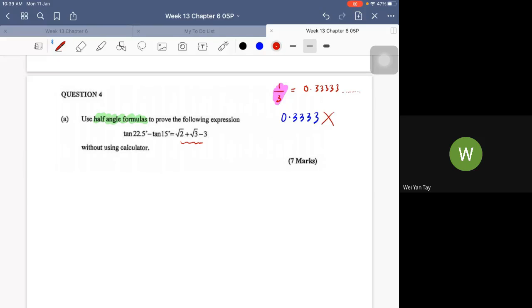Kenapa? Sebab sepatutnya nilai dia ada banyak lagi kat belakang ni. So dia bukan nilai yang sebenar. Itu adalah beza antara exact value dengan tak. Sama juga dengan square root. Kalau kita tulis dia sebagai square root 2, so ni adalah exact value.